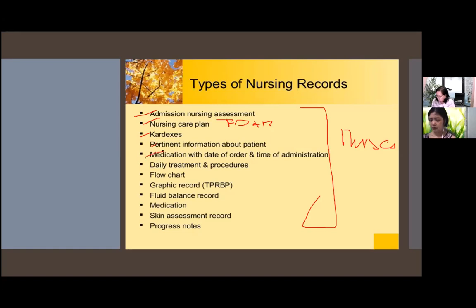Then you have your medication, your daily treatment and records. Ano yung treatment and records? This is your IVF. Your flow chart, this is your I&O. Then graphic record, what is TPRBP? This is your temperature, pulse, RR, and your BP. So this is your vital signs. Then fluid balance record, this includes your urine output, your medication, skin assessment, and progress notes. So kung makikita mo, itong types of nursing records, nurses lahat ang gumagawa. Nurses lahat ang nag-encode. Okay?